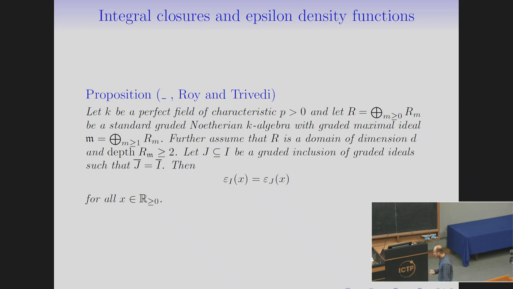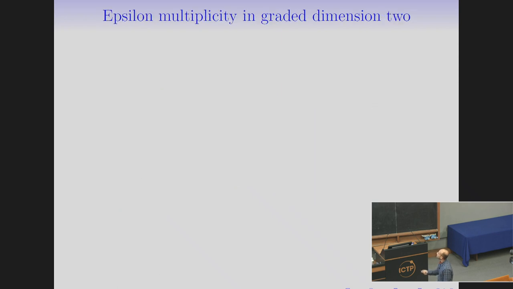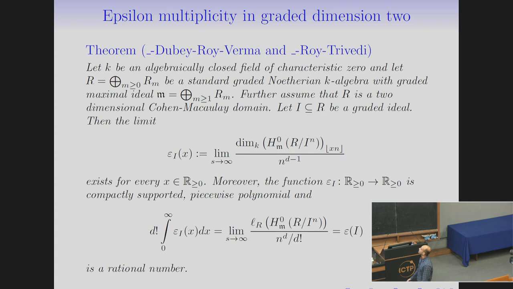Okay. Now, this brings us to the next part of our talk. This is an ongoing work with Saipriya, Sudesh, and Professor Verma. So basically, the objective is to study epsilon multiplicity in dimension 2, right? So this is the statement we have. It sort of lies at the overlap of the two works that we're doing. But notice the difference. We are not in characteristic P. We are in characteristic 0.